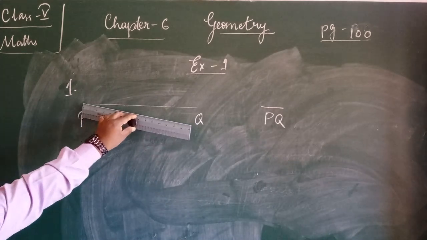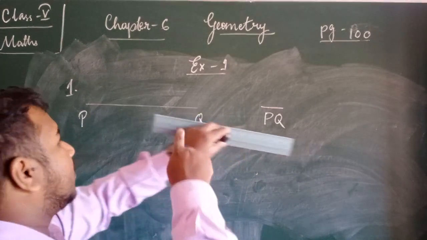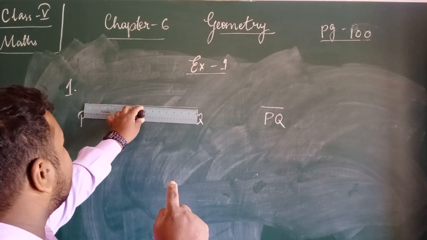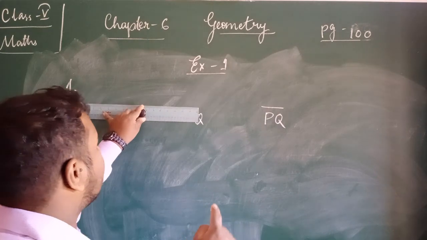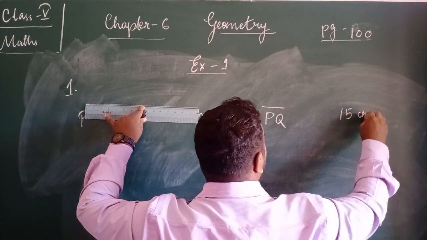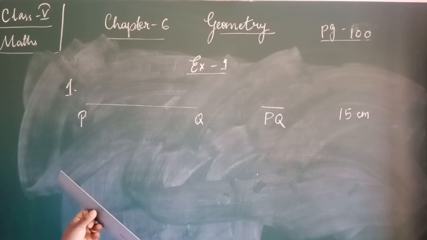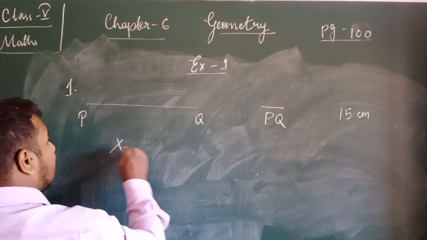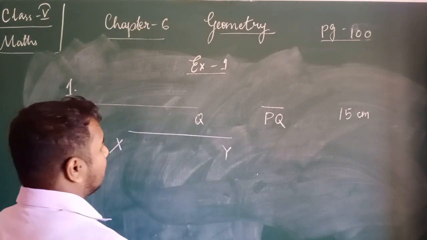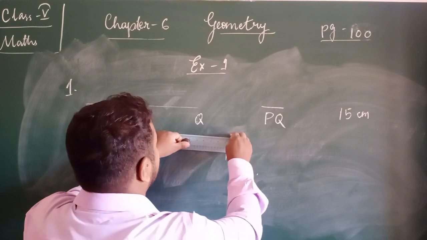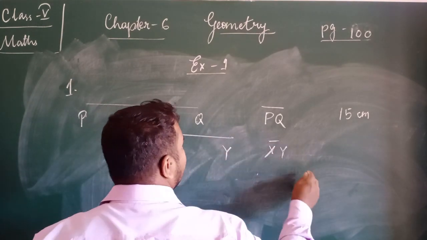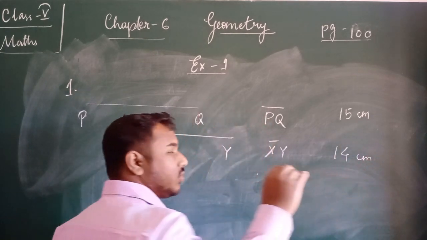Now you will measure it. You keep the zero of the ruler on the first point and then you measure to the second point. Here you can see it is 15 centimeters. Yours might be different. You will take the centimeter side, not the other side, that is the inches. Understood? Then the second one also like that. XY, we will take XY. It is nearly 14 centimeters, so you will write XY equals 14 centimeters. Understood? Like that you have to do.